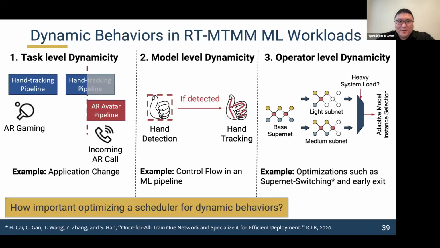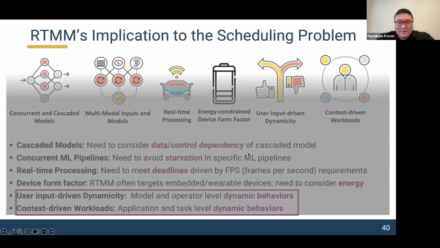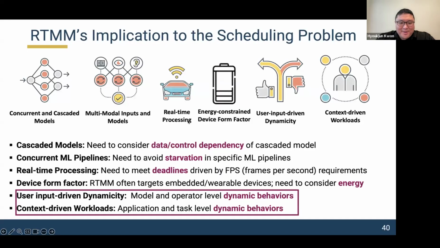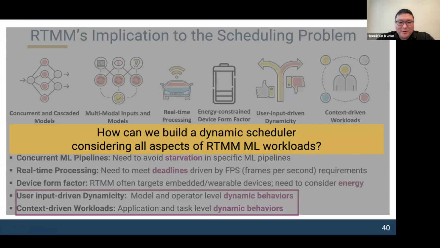So those are examples of those dynamic behaviors in the RTMM, MTMM, the new class of ML workload I introduced. But the question is, how significant is it? So how important is it to consider them? In our evaluation, we observed about 32% impact on the deadline violation by considering and not considering those dynamic behaviors. So it is very important. So there are many considerations we need to keep in our mind for designing a scheduler. Then how can you design a scheduler considering all of them?